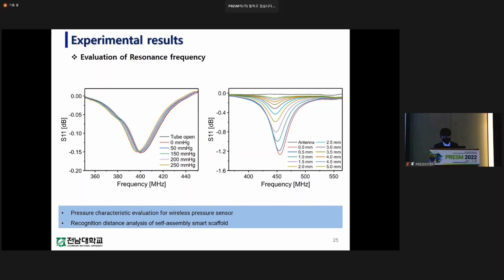The characteristics of the wireless pressure sensor were confirmed in pressure environment and distance. It was experimentally confirmed that the resonance frequency shifts as the capacitor thin film gets closer according to the pressure applied, and as the distance between the antenna and the sensor increased.